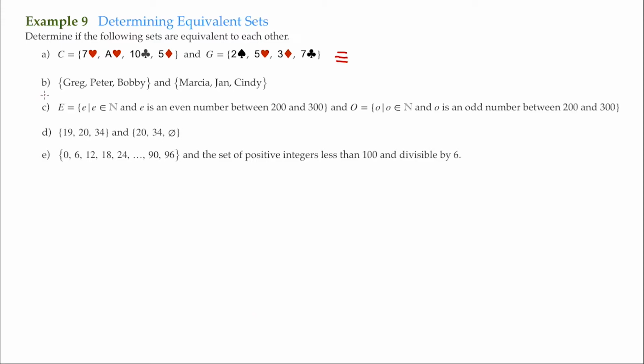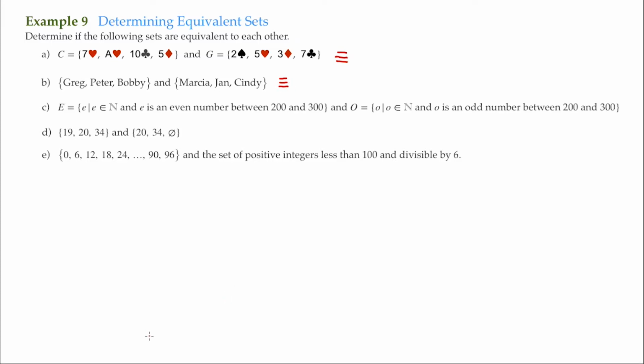So here we have B. We have a set here that's got the cardinal number of 3. It's got Greg, Peter, and Bobby. And then we have another set here that's also got a cardinal number of 3. It's got Marcia, Jan, and Cindy. So these two sets are equivalent to each other.